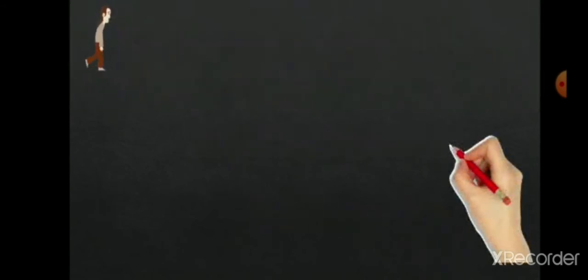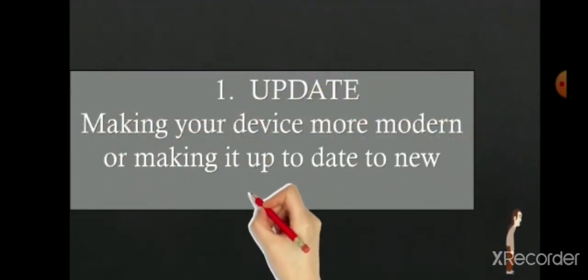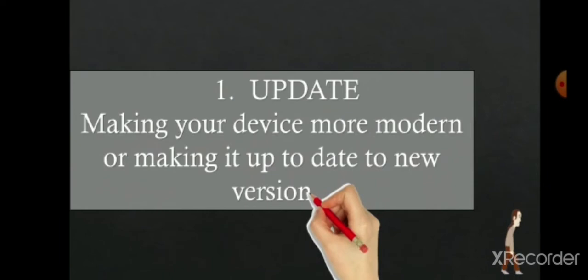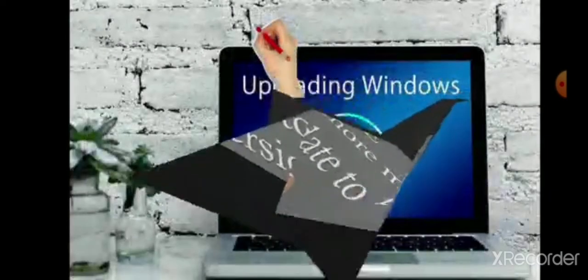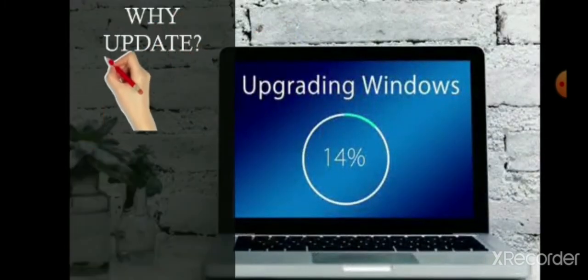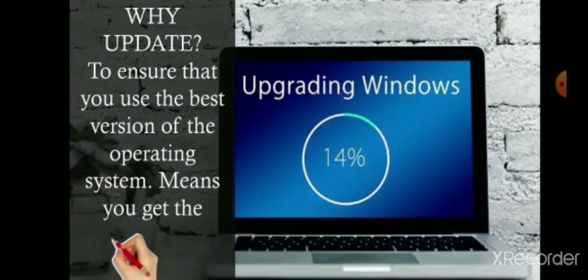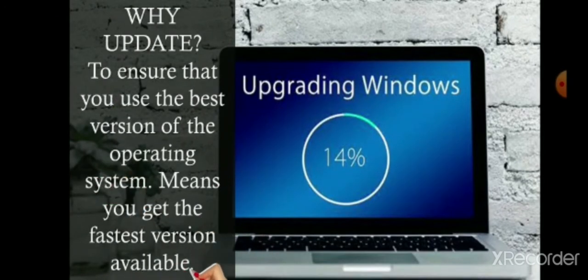Now, for the main topic, different means and ways to make your computer secure. First, we have updates. As we all know, making your device more modern or making it up to date to the latest version is known as updates. Now, why do we need to update our device? We need to update our device to ensure that we use the best version of the operating system available. This way, our device will be much faster and secure.